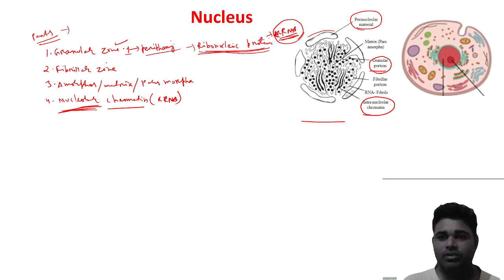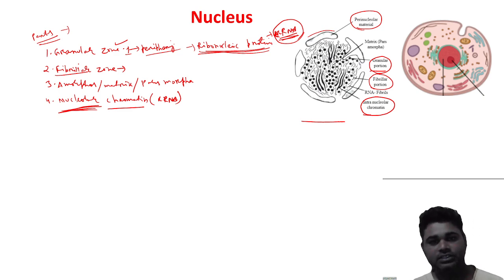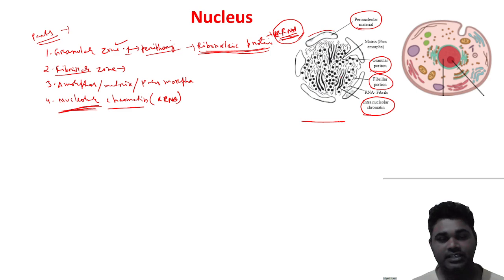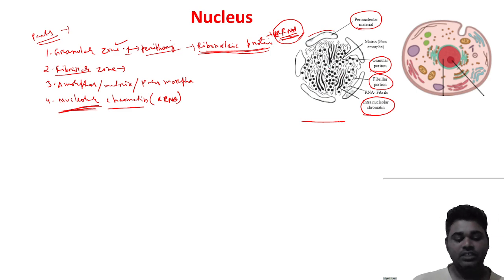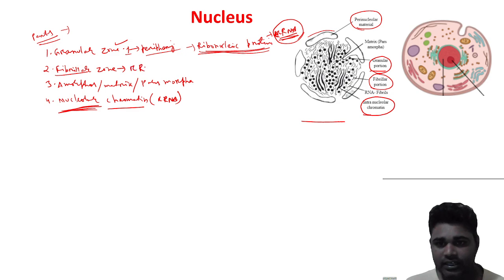The second one is called the fibrillar zone. Look at this structure. This is the fibrillar zone, and as the name suggests, fibrilla means the fibril-like structure that is present inside the nucleolus, at the center part, inside the granular portion. So now it contains rRNA plus proteins, and that is the non-histone protein.